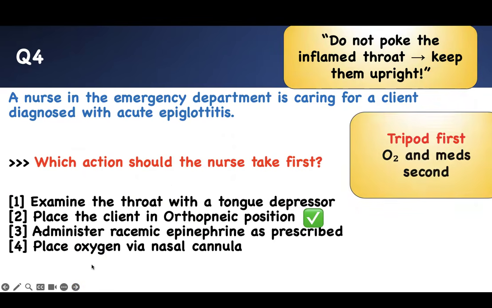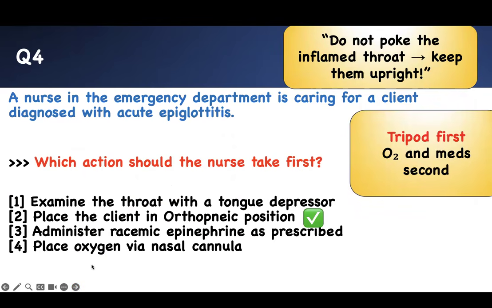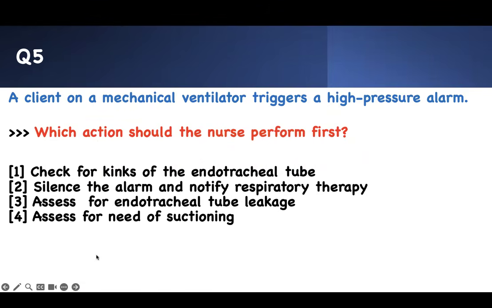The other information is this. Tripod position saves life. It's first, before oxygen. Position before you give them oxygen, and then second, medication. So always in this situation, tripod position before you give them oxygen. Which action should the nurse perform first? Same thing, first. The client on a mechanical ventilator triggers a high pressure alarm.